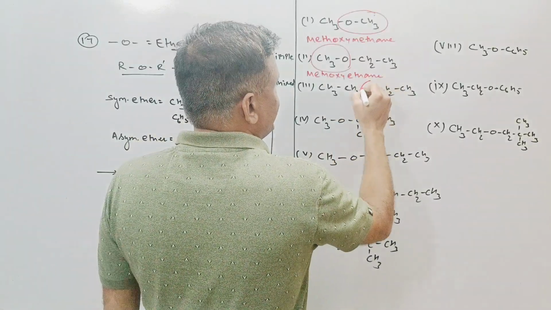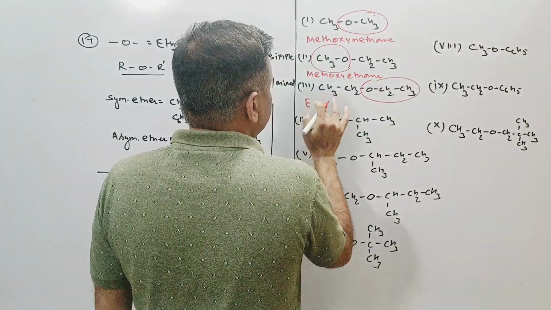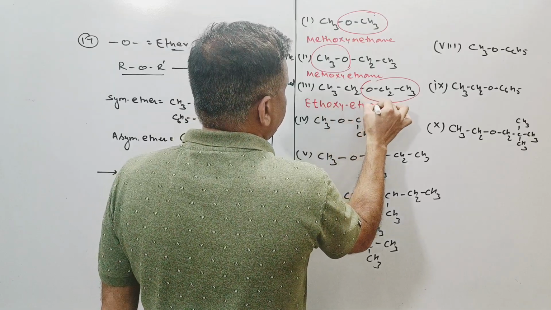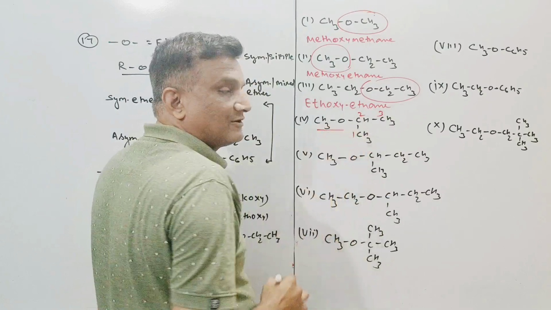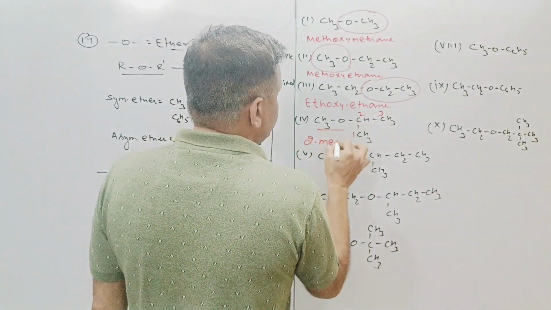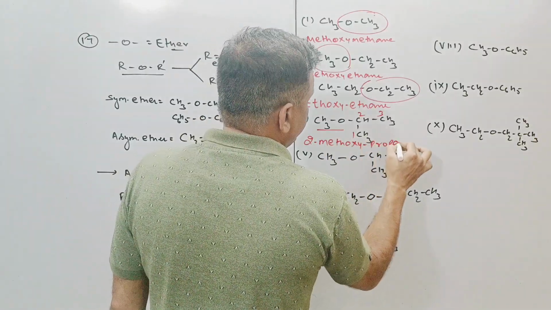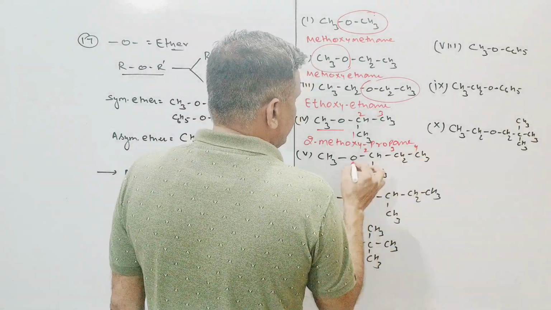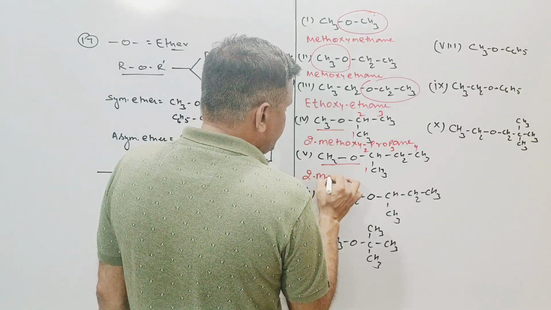Both are the same, symmetrical, so it will be ethoxy ethane. This is your 1, 2, 3 numbering. The smaller group will be the alkoxy. The alkoxy group is present at number 2 position, so 2-methoxy propane. For this it will be 1, 2, 3 and 4. At the number 2 position it will be methoxy, so it will be 2-methoxy.